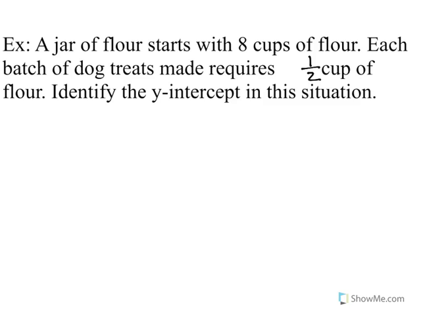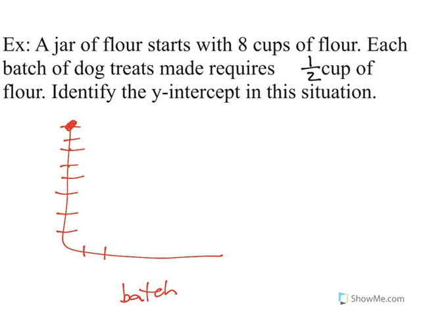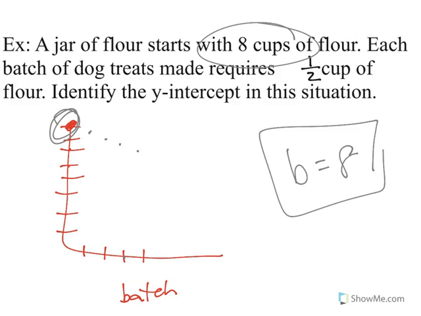A jar of flour starts with 8 cups of flour. Each batch of dog treats made requires ½ cup of flour. Identify the y-intercept. Okay, so if you think about this graphically, we're starting at 1, 2, 3, 4, 5, 6, 7, 8. We're starting with 8 cups, and then this is the batch of dog treats. Every time I make a batch, we drop down by a half. We make 1 batch, we drop down by half. Make 2 batches, drop down by half. So this is the idea, but the starting point is 8 cups. So the y-intercept would be 8.